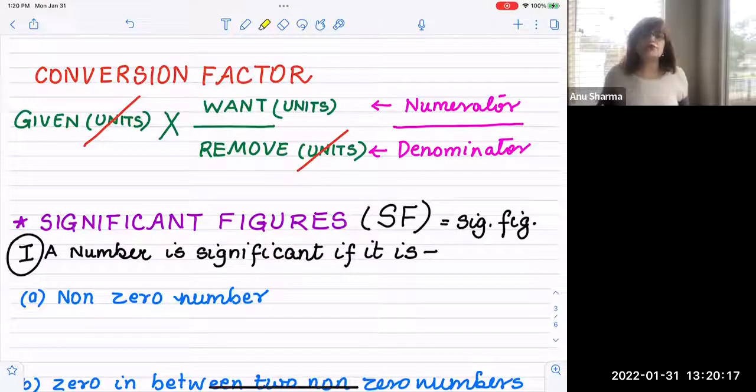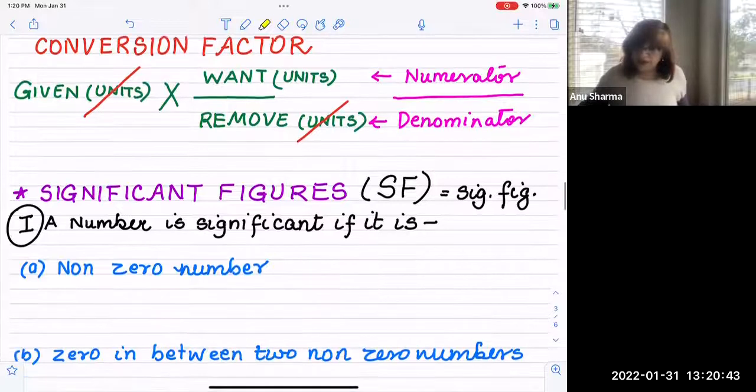Whatever units you are given, you place them on the left-hand side, and then you bring the conversion factor, in which the numerator contains the units that the question is asking for, or the units that you want, and the denominator contains the units that you want to get rid of. So when you place it in the bottom of a fraction, they cancel out. This way, okay?